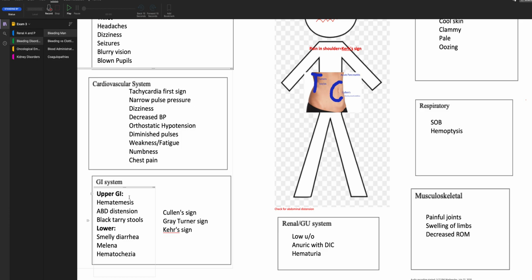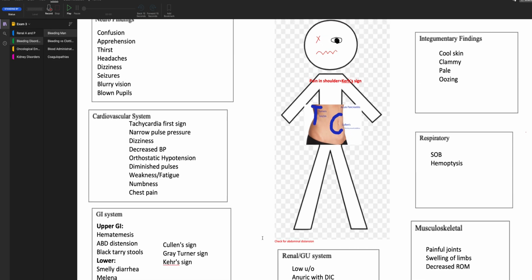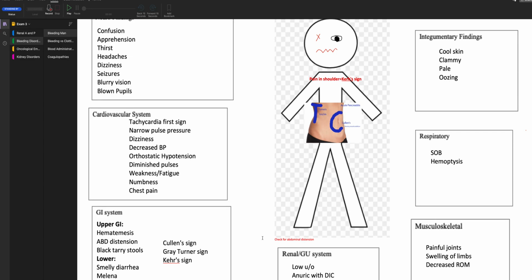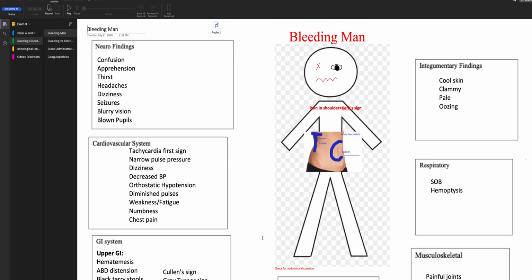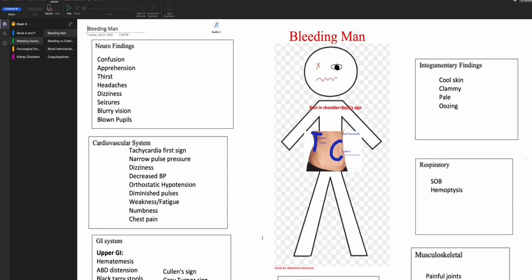Renal system, low urinary output, and hematuria, you might see that. And then cool, clammy skin, oozing from IV sites, oozing from their gums. And for the record, I've never taken care of anybody that has died from oozing from the IV sites or their gums.